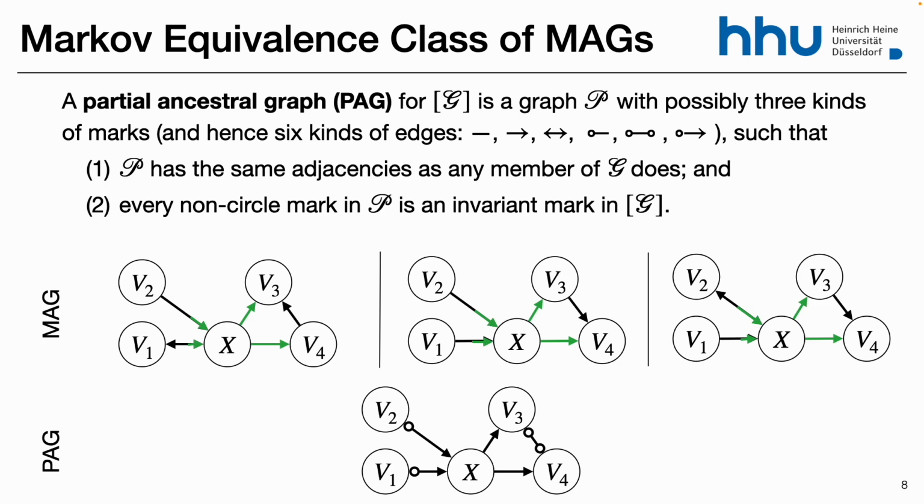So this PAG is not possible if we have a directed path from V3 to X, right? This would imply that V3 is an ancestor of X, and this is telling you that X is an ancestor of V3, and V3 is a non-ancestor of X. There are no cycles. You cannot create cycles here.